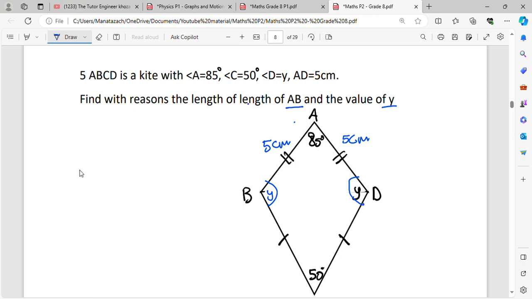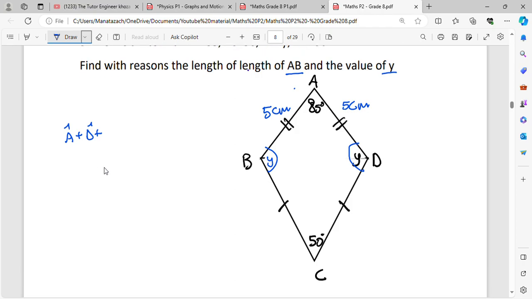Okay, so we will say from here angle A plus angle D plus angle C plus angle B is going to give us 180 degrees. The reason is sum of angles of the four-sided figure.